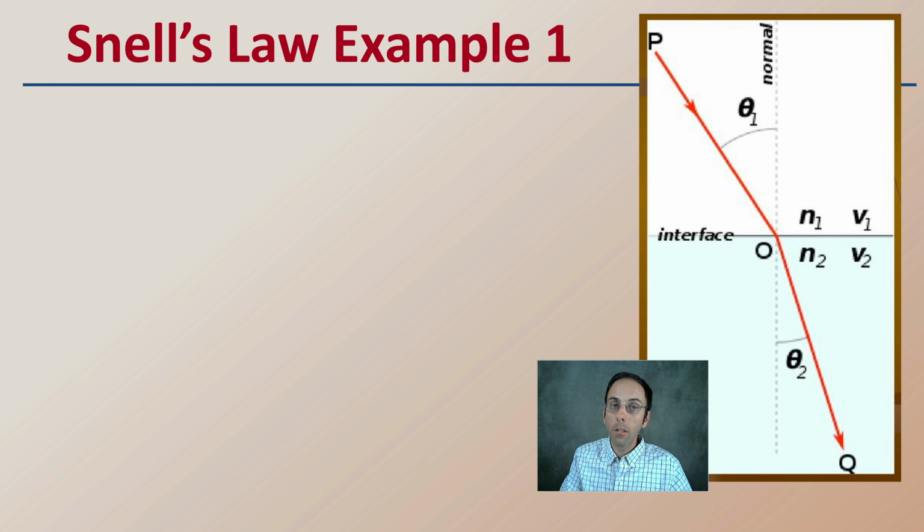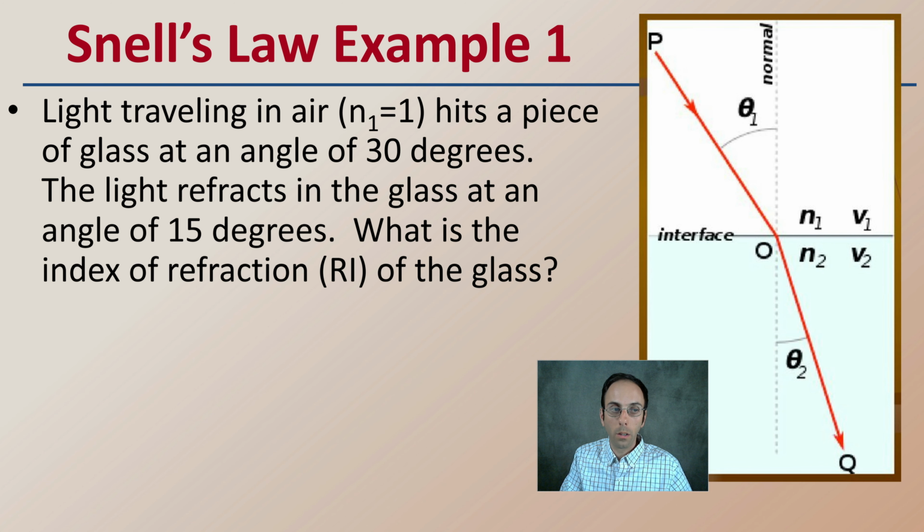So looking at Snell's Law Example number 1. Light traveling in air, which has a refractive index of 1, hits a piece of glass at an angle of 30 degrees. The light refracts in the glass at an angle of 15 degrees. The question is, what is the index of refraction of the glass?